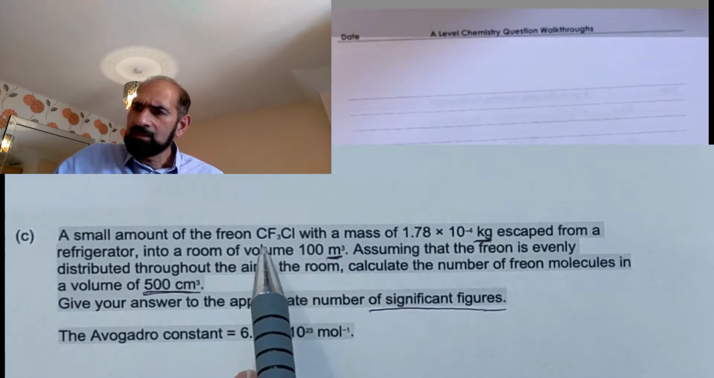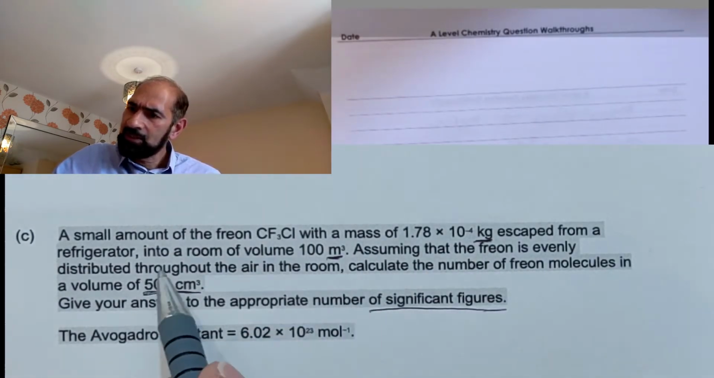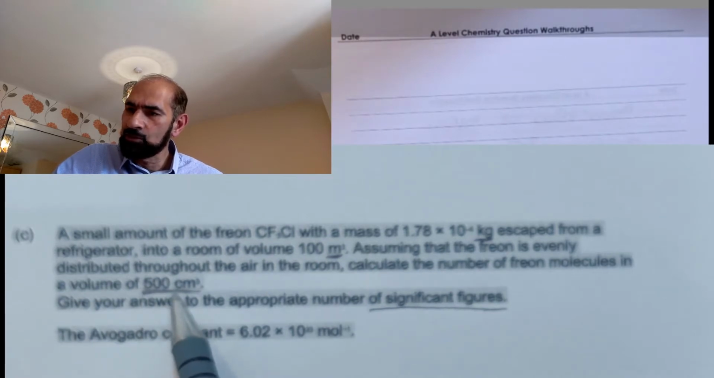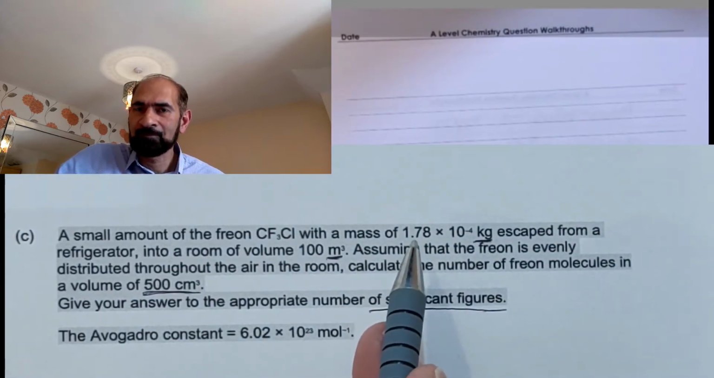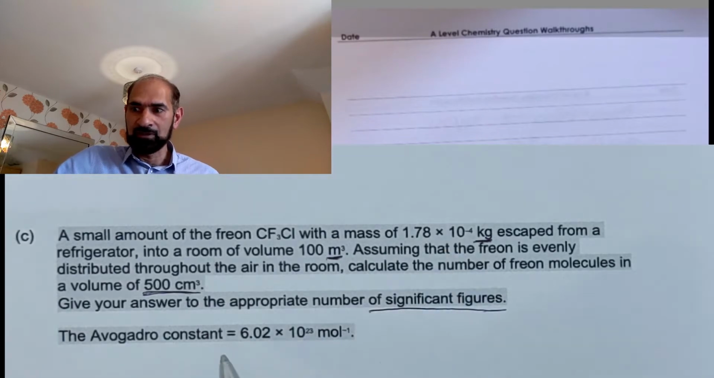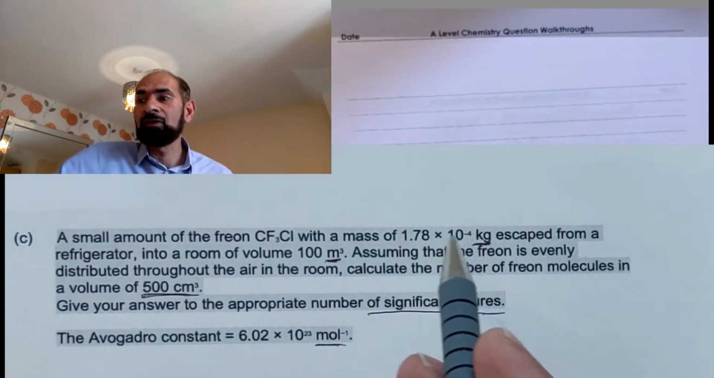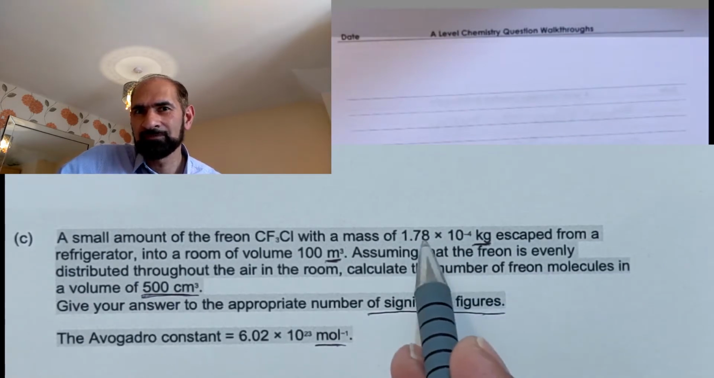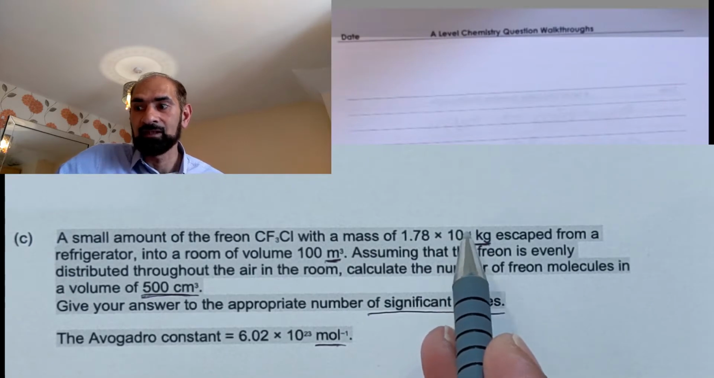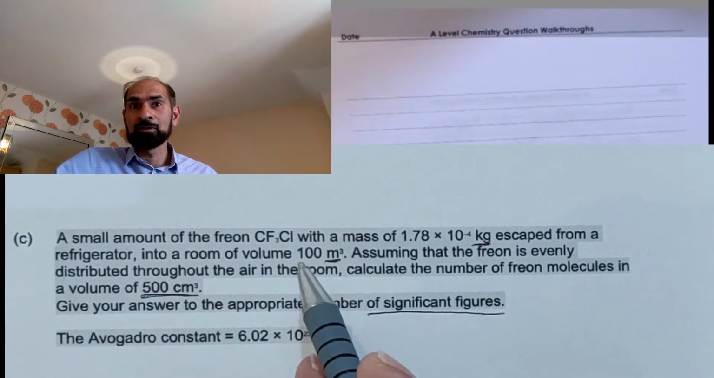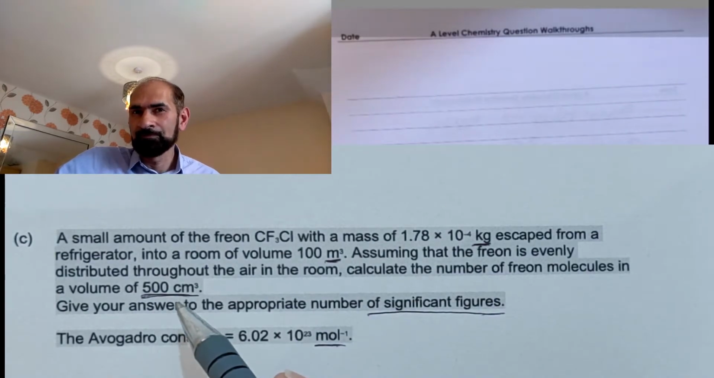So they've given me the formula of freon. I need to work out the number of freon molecules in 500 centimeters cubed. To do that, I probably need to know how many molecules escaped in the first place. Because Avogadro's constant tells us the number of molecules per mole, I probably need to work out the moles of these freons, which shouldn't be a problem because I've got the formula and I've got the mass. Then I can work out moles. That will tell me how many molecules in that many moles. Then I'll find out, if that many molecules are in 100 meters cubed, how many are in 500 centimeters cubed. It should be a short video.